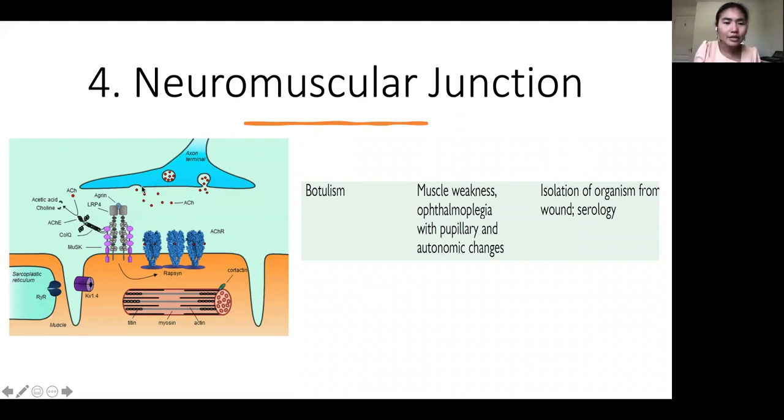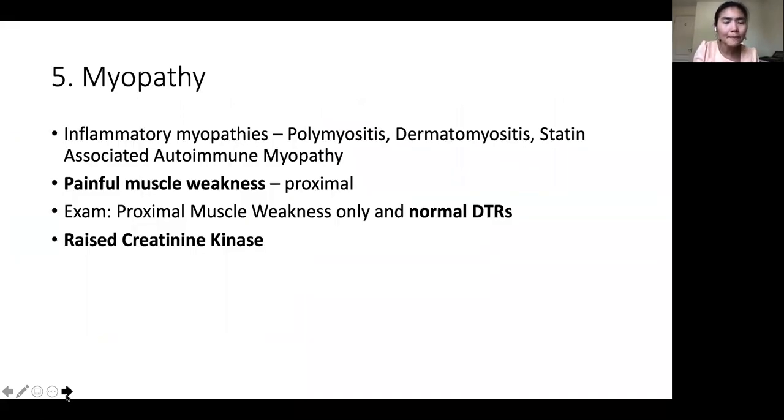And botulism, at the neuromuscular junction, binds to the presynaptic membrane. So acetylcholine cannot be released from vesicles. That's how the weakness happens.